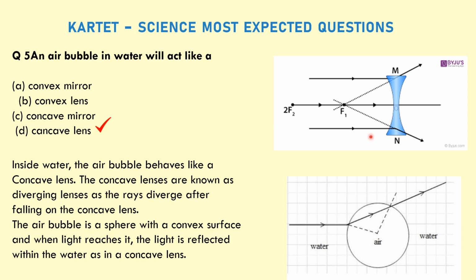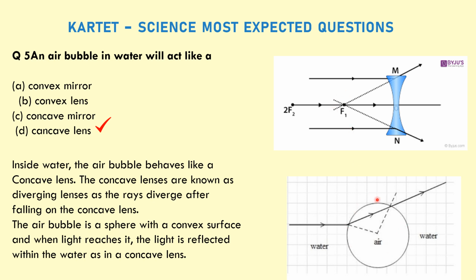Let us see how. Here this is the concave lens. A concave lens is thinner at the middle and thicker at the edges, and it is curved inward. Whatever light rays fall on the concave lens will get diverged. After the rays diverge, when you extend the light rays backward, they will meet at a single point. At that point the image will form.